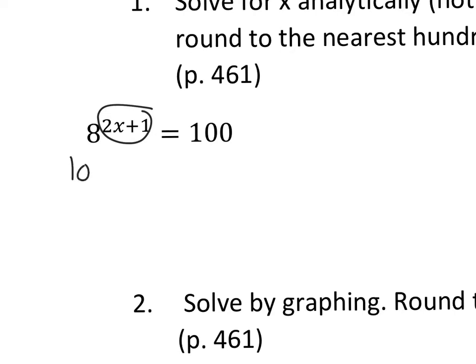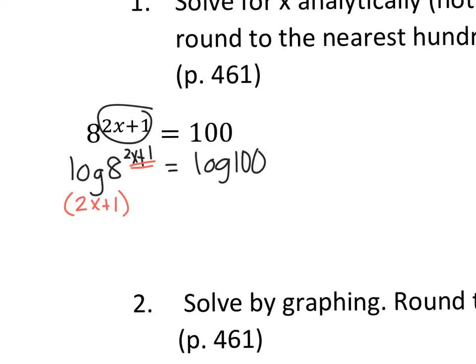So now that I have it isolated, I'm going to take the log of each side. So I do log 8 of 2x plus 1 equals log 100. I can use the property of logs, and since 2x plus 1 is an exponent, that's going to be the coefficient, or out front. So it's going to be 2x plus 1 times log 8 equals log 100. Now log 8 and log 100 are just numbers that I can divide by, so I can divide both sides by log 8.